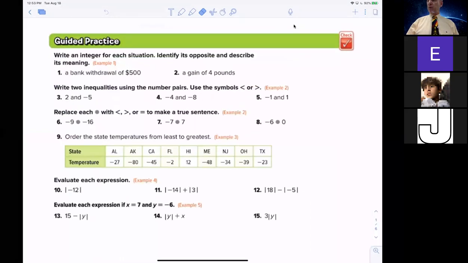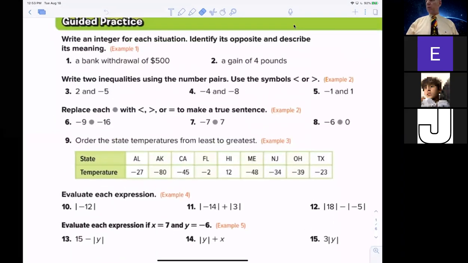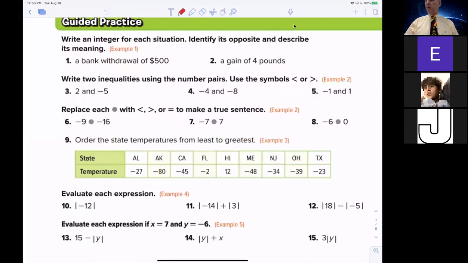All right? Trey, first of all, we're just describing a bank withdrawal of 500. What would that be? Negative 500. Yeah, negative 500. I'm totally fine with that. That's what I want everybody to tell me. Now, it says they want us to do the opposite. So what's the opposite of negative 500? 500. Yeah, 500. That's why I think it's kind of silly. I think we know that. All right, next, number 2.